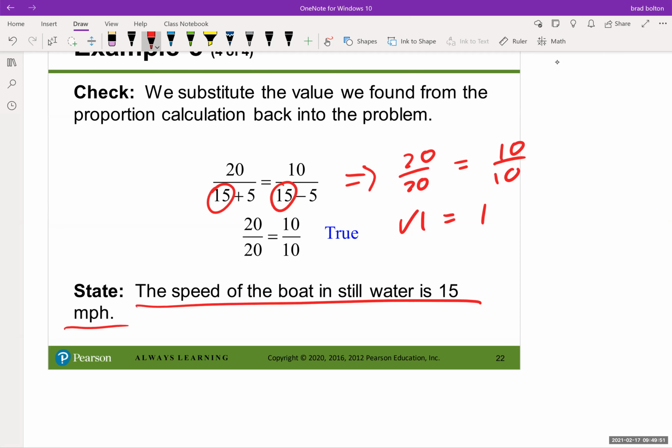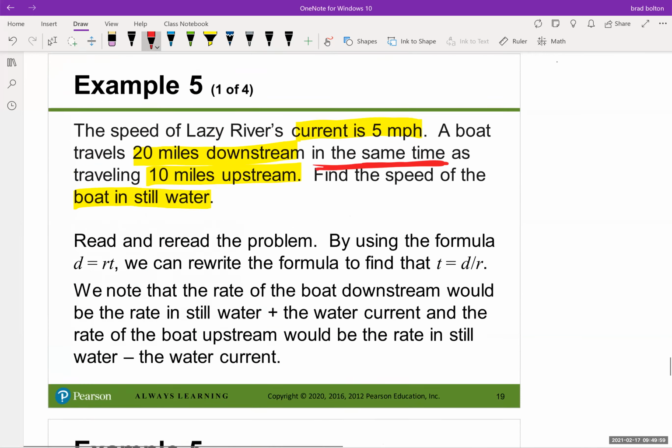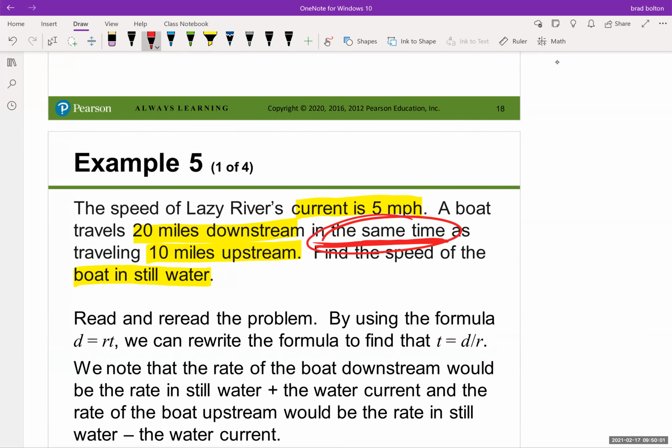Okay, so there's more than just one type of distance equals rate times time problem, but a lot of the ones we're going to deal with, because this is a section on proportion, they are going to talk about the same amount of time. So make sure you key in on that and then set up your proportion accordingly.